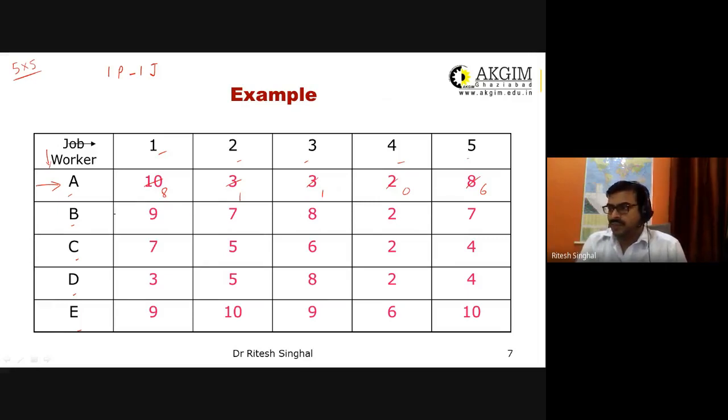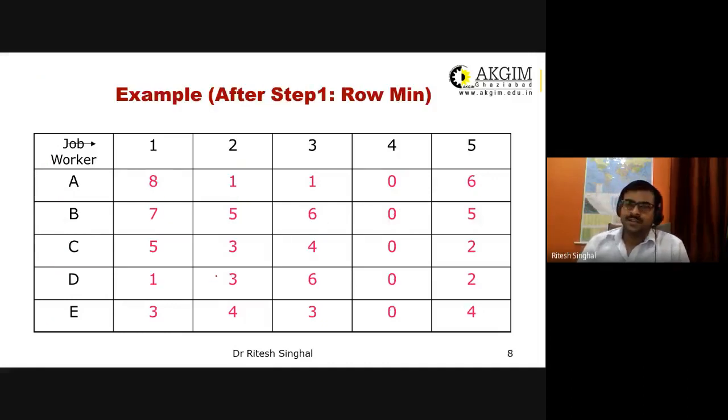Second row: the minimum cost element is 2. Subtract this element from the entire row, so that 9 minus 2 is 7, 7 minus 2 is 5, 8 minus 2 is 6, 2 minus 2 is 0, and 7 minus 2 is 5. Similarly, we need to subtract the minimum element from each row. So in that case, you will have a matrix like this. This is the matrix which you will have after step 1, that is row minimization.